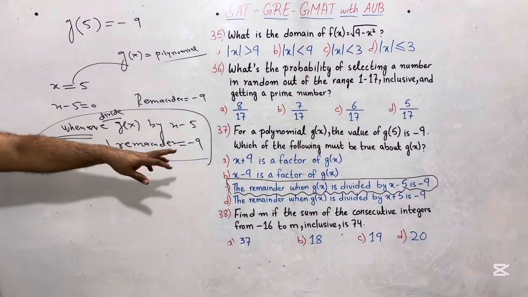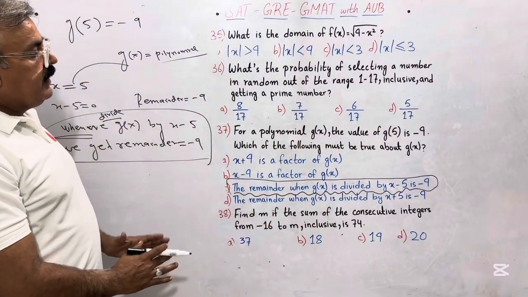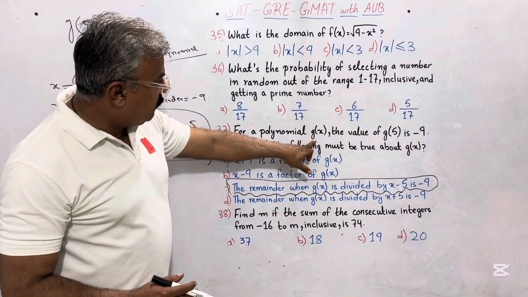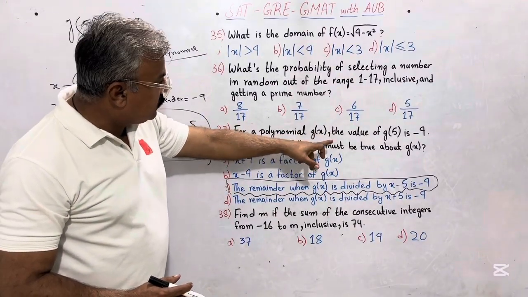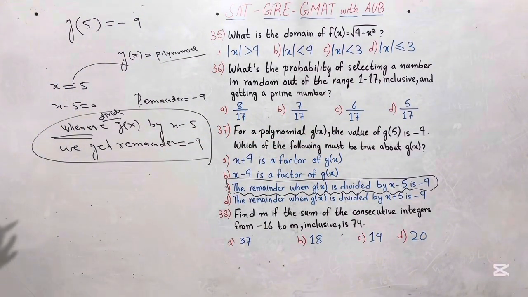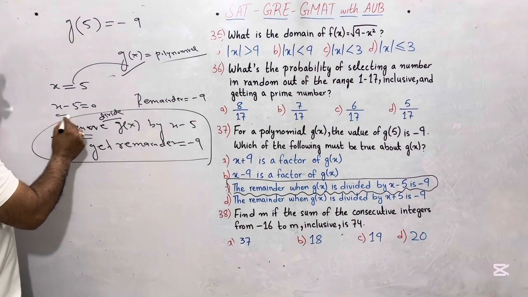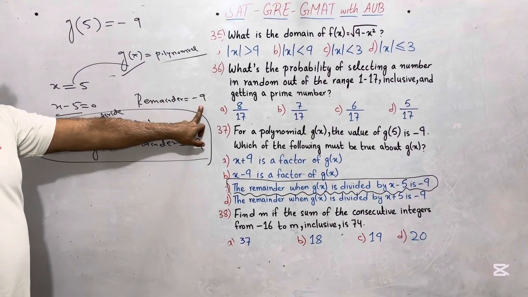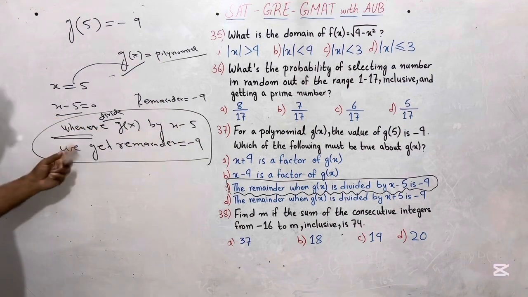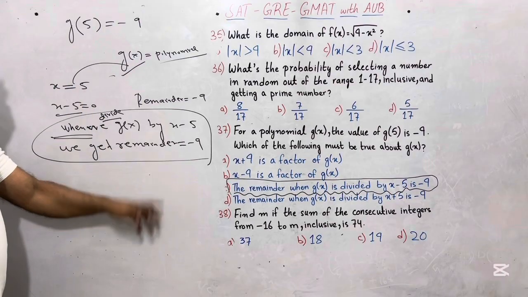That is the translation of this statement: g of 5 is equal to minus 9. The function value at x equal to 5 is minus 9. It means that whenever we divide g of x by the linear factor x minus 5, our remainder is minus 9.